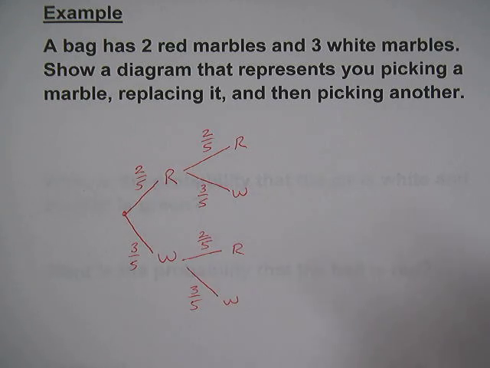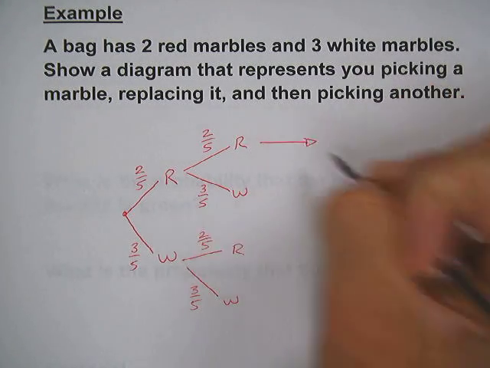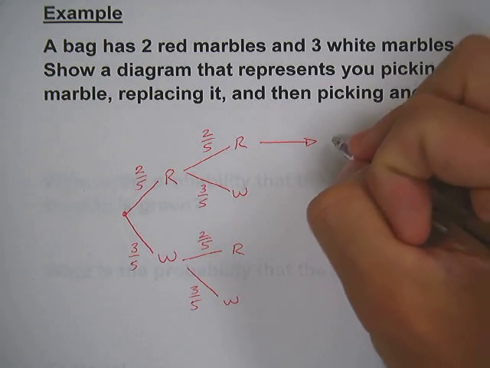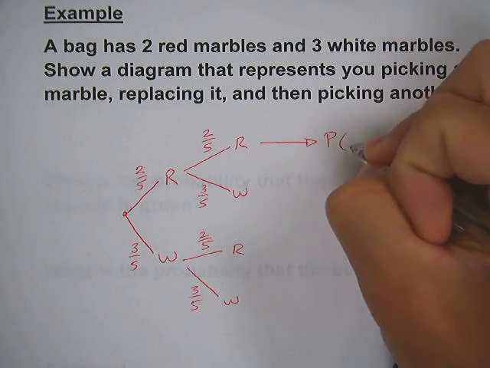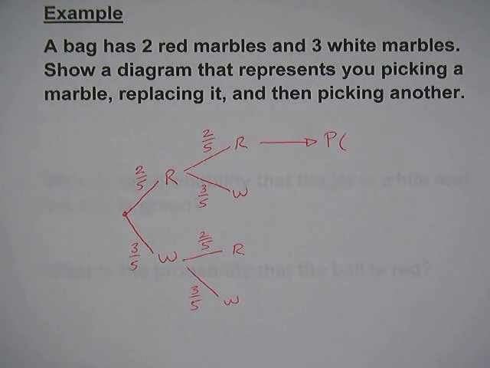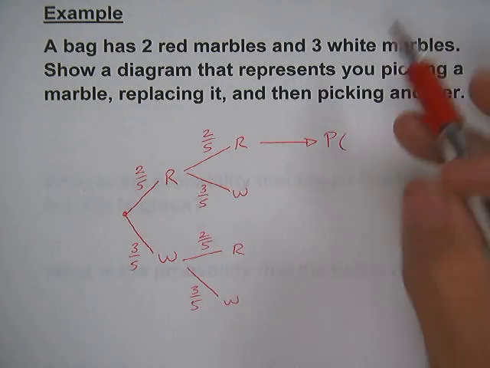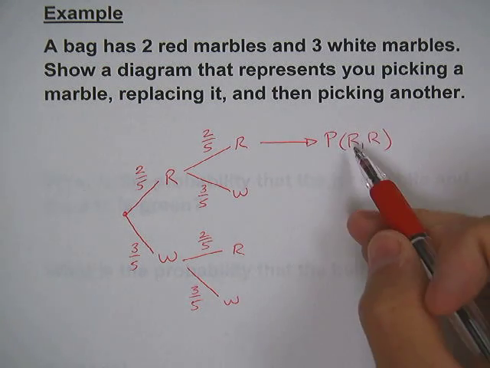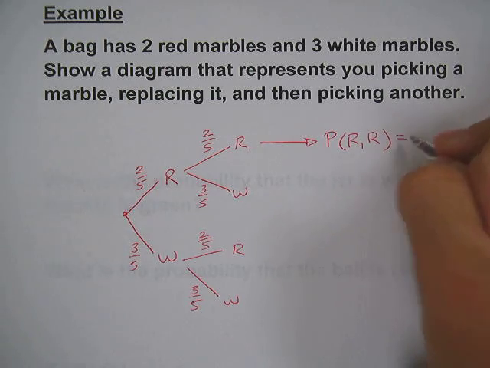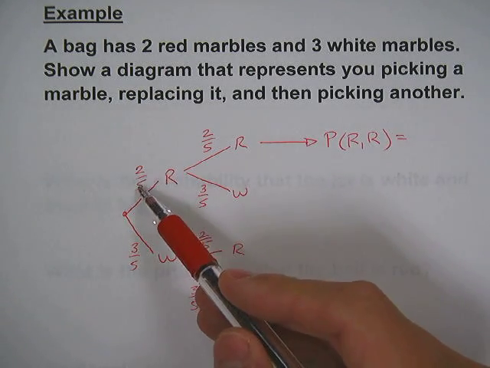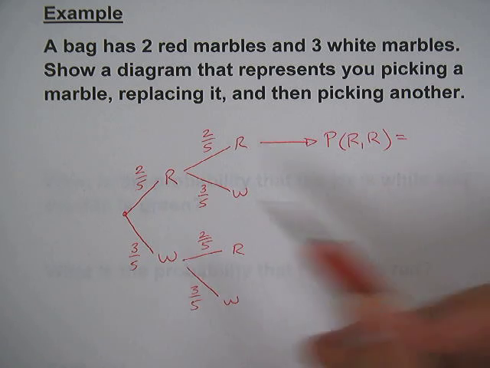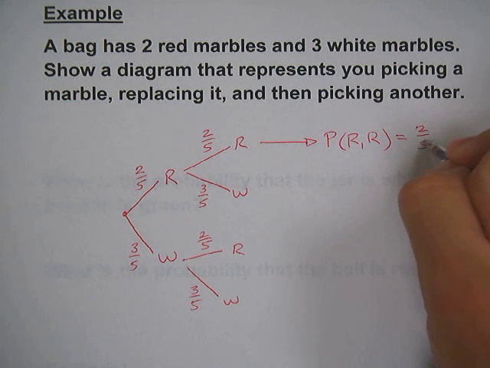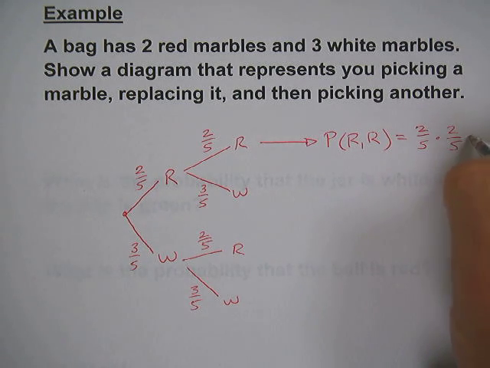We're not quite done yet though. Let's talk about the probabilities. A common way to write it is P, and then what's the probability of picking 2 reds? Following this branch, red then red, I'd write P of R and R. That means the probability of picking a red and then a red. To figure that out is pretty easy. You simply take the numbers along that branch: the probability of picking a red the first time, and the probability of picking a red the second time.